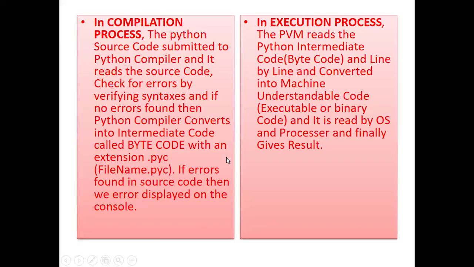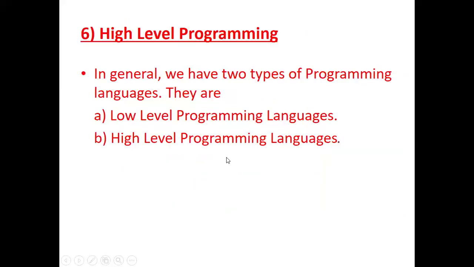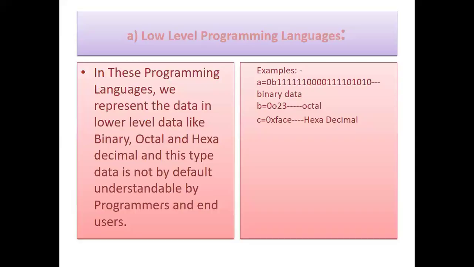Now, features of Python continues. So we have discussed the compilation process. Now, the 6th feature is high-level programming language. Why is it known as a high-level programming language? We have 2 types of programming language, low-level and high-level. In a low-level programming language, whatever we say is taken as it is, which the end user will not understand.